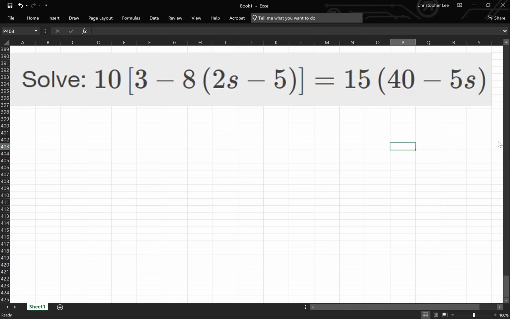All right, let's take a look. So what should I do first? Simplify, okay. So I'm trying to simplify the left-hand side first. What's my first step on the left-hand side?